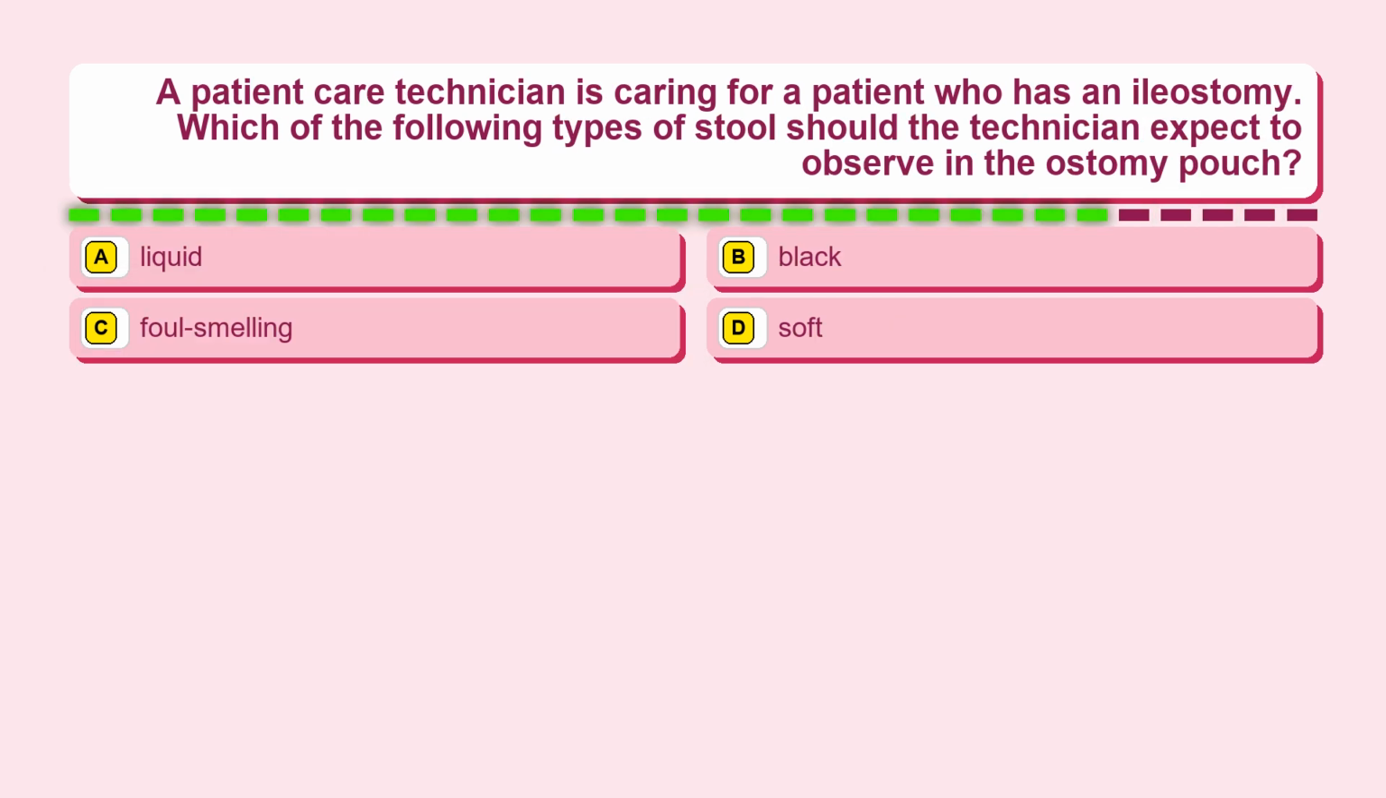Question 75. A patient care technician is caring for a patient who has an ileostomy. Which of the following types of stool should the technician expect to observe in the ostomy pouch? Option A, liquid. Option B, black. Option C, foul-smelling. Option D, soft.